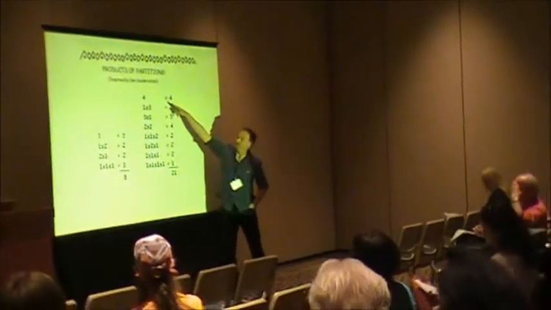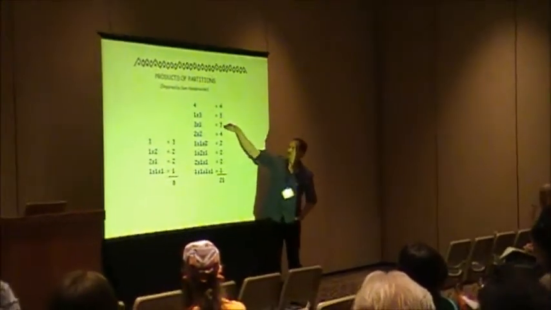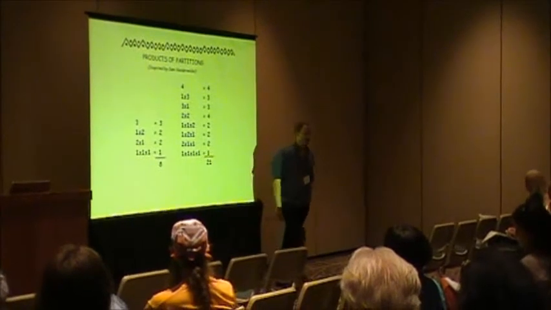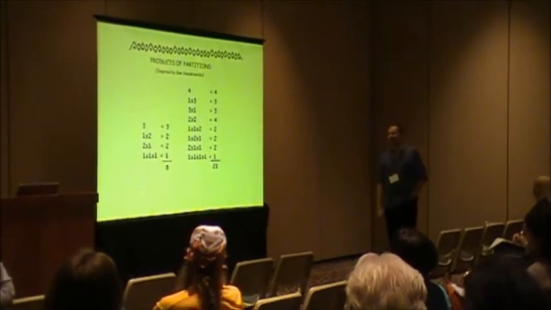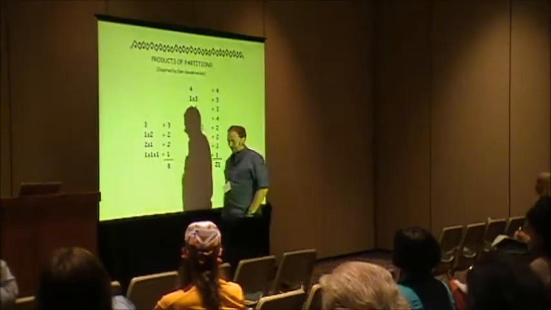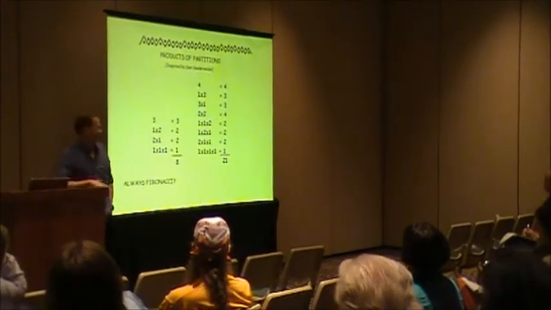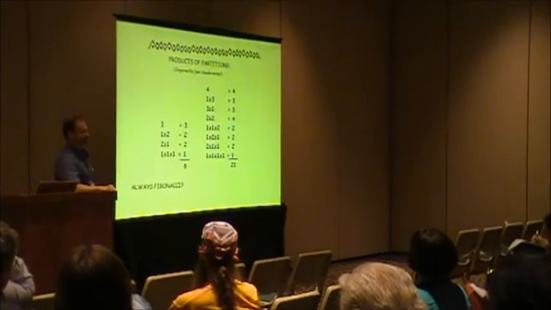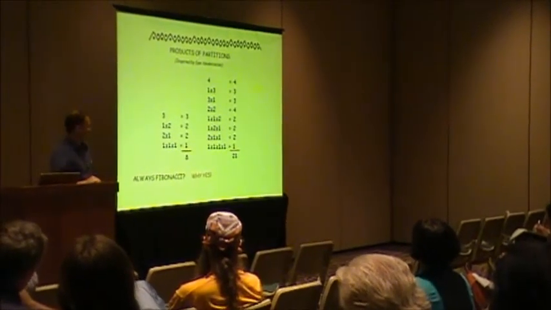So number 4, here are all the partitions for number 4. Here all the terms are multiplied together, and their products sum to 21. 8, 21. Sounds familiar? So my question is, is this always Fibonacci? And the answer is, well, yes.